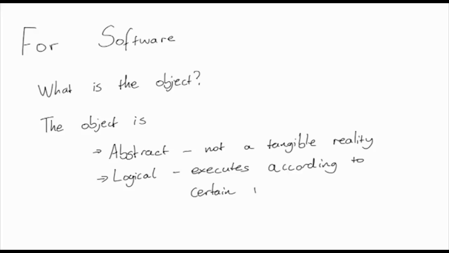It's also logical. It executes. It runs. It delivers results in a stepwise manner. It executes according to a certain set of rules. So this really influences the design of our types of objects. And the plans and the drawings that we use in software engineering really tell us more about this abstract logical reality than they do about physical things.